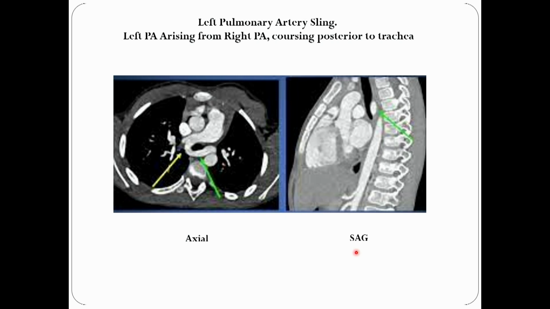Now coming to variation, the left pulmonary artery sling is the common variation we come across. That is, the left pulmonary artery arises from the right pulmonary artery. This is the pulmonary trunk giving the right main pulmonary artery, from where the left pulmonary artery arises and courses behind the trachea, goes to the left side. Here in the sagittal image we can see the sling indenting over the posterior aspect of the trachea.